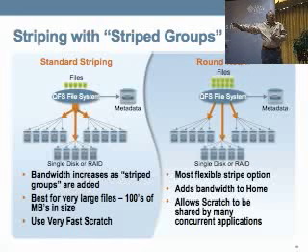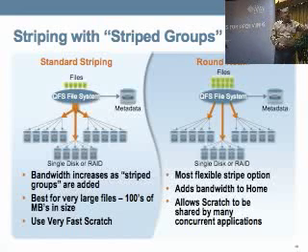Or I can do what I call the best of both worlds. I can do round-robin stripes to stripe groups, which means the first file gets written, say, to a stripe of 50 disks or 10 disks, the second file to the same, and the third file to the same.